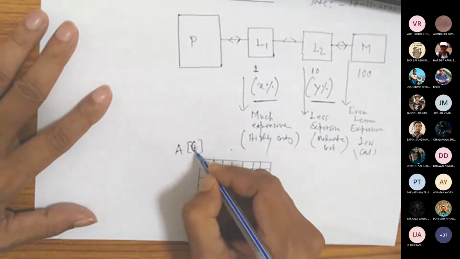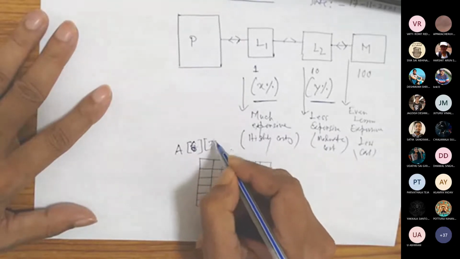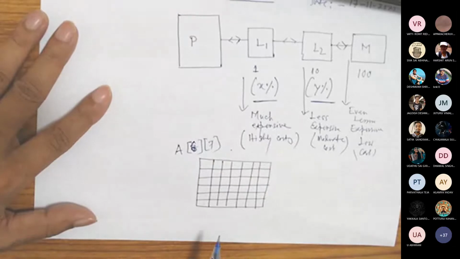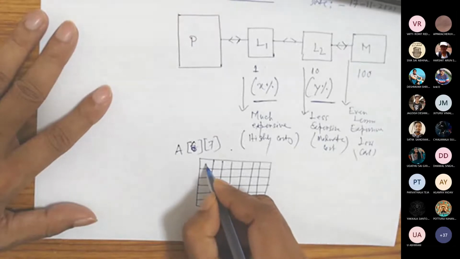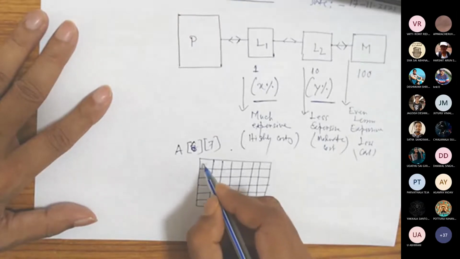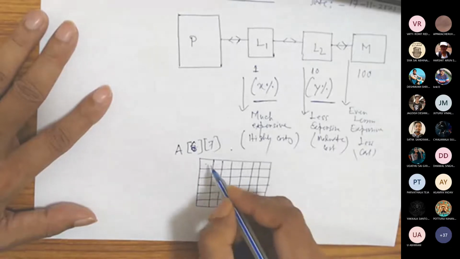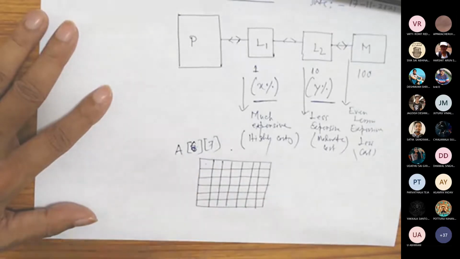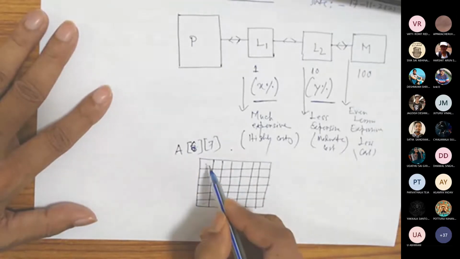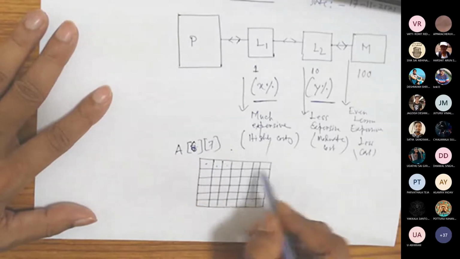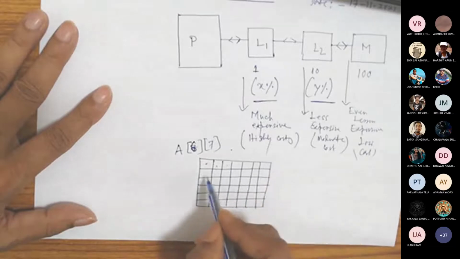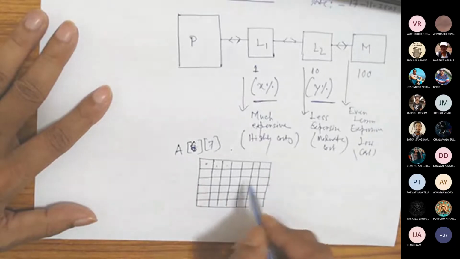6 rows and 7 columns. Okay. Now the elements are, so assume that each and every element takes some space, maybe 4 bytes if they are integer. Now this is one integer, this is another integer, this is another integer. So you store 7 integers. You store another 7 integers and this way.